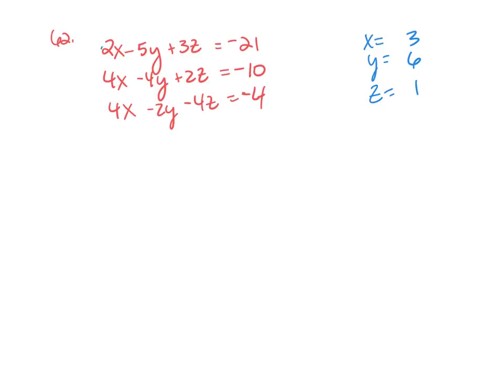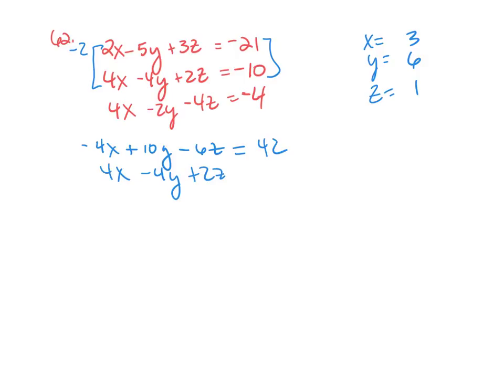So if I want to eliminate the x here, I multiply this first guy by -2. And I have negative 4x plus 10y minus 6z equals 42. And 4x minus 4y plus 2z equals -10. When I add them together, I get my first equation. The x's bite the dust, and I get 6y minus 4z equals 32. Everybody see that?